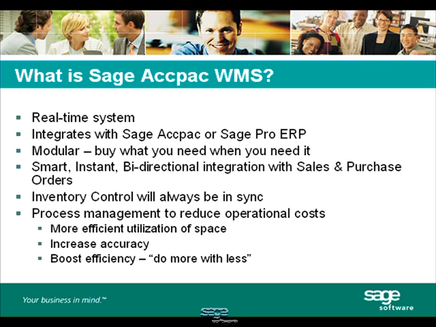Sage ACPAC WMS is a real-time warehouse solution which integrates with either Sage ACPAC or Sage Pro ERP. It is modular, so as your business and warehouse grow, you can add the features you need to the system. It offers instant, bi-directional integration with the sales and purchase order modules of your ERP system, ensuring that inventory will always be in sync. Sage ACPAC WMS offers process management to reduce operational costs through more efficient use of space, increased accuracy, and boosted efficiency.